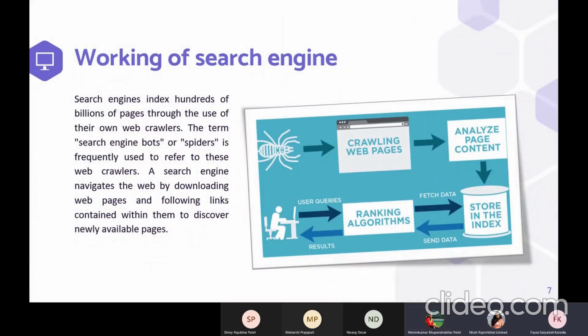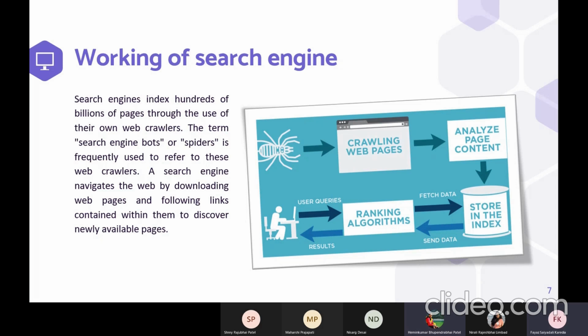Here I am going to explain the working of a search engine. Using their own web crawlers, search engines index hundreds of billions of pages. These web crawlers are commonly referred to as search engine bots or spiders. A search engine navigates the internet by downloading web pages and following connections within them to discover new sites that are available. Now moving forward to what happens when a search is performed.